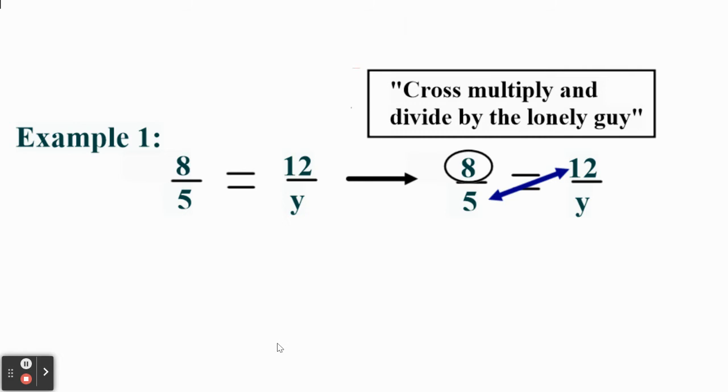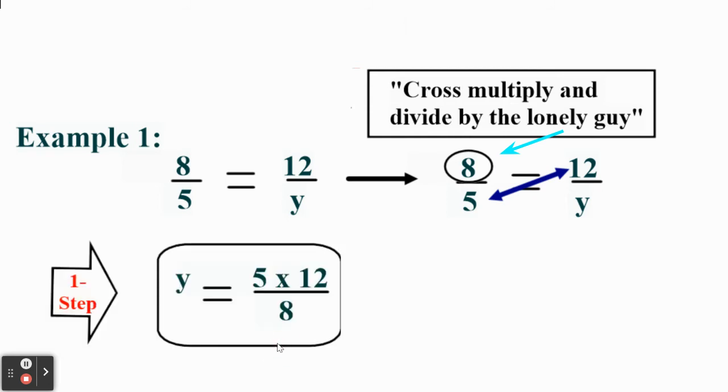But since I know 5 times 12 has to be equal to 8 times whatever y is, I can cross multiply and divide by the lonely guy. Where's the lonely guy? He's right there, number 8. That's why I circled him. Because remember, the lonely guy, he doesn't have anybody to multiply with. He just got a letter down there. He wants a number, right? So cross multiply, divide by the lonely guy.